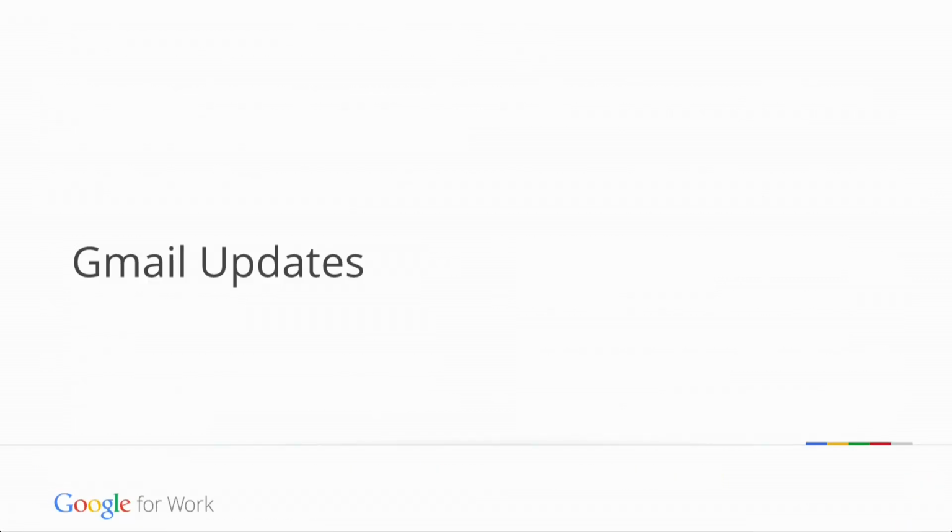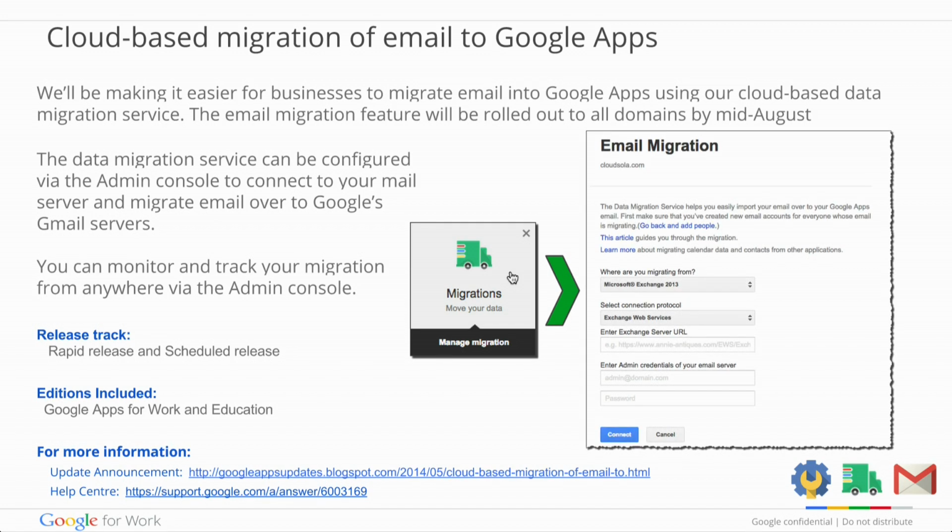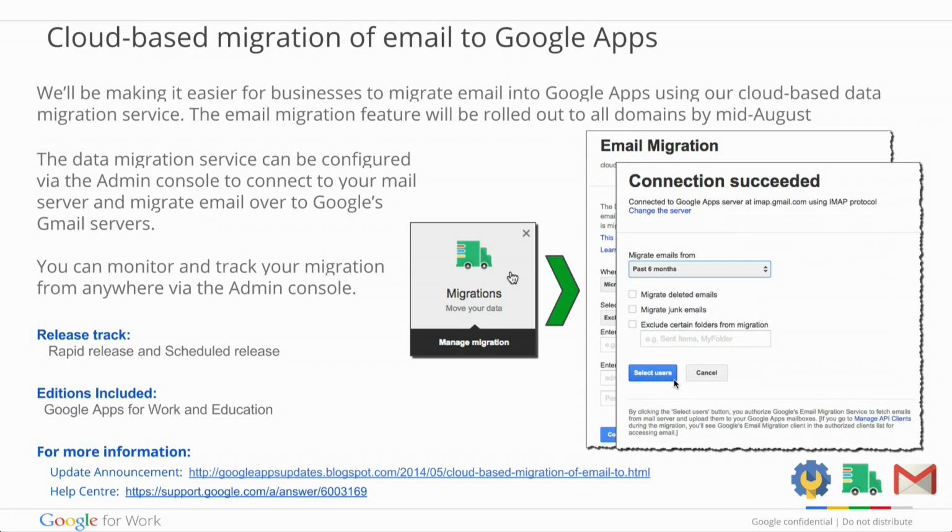Next, we're going to look at the Gmail updates. Oh, and speaking of migration, there's the new Google Apps data migration service. So you can now do cloud-based migrations of your email to Google Apps. You'll notice in your admin console, there's the new migration control or icon. And I'll demo this in a moment, but it will actually walk you through the steps of connecting to the email server and also selecting which email messages or how much data you want to migrate for your users. You'll be able to select the users as well and start the migration all within your admin console.